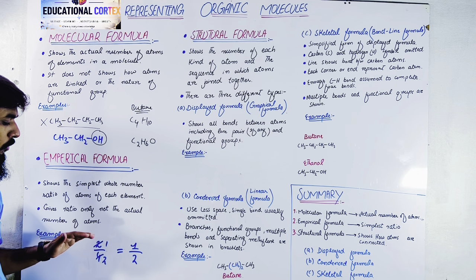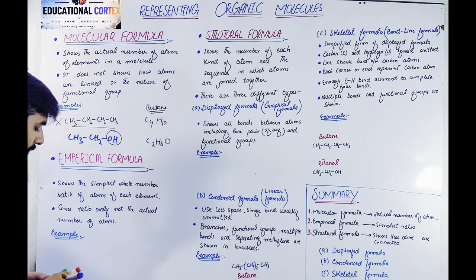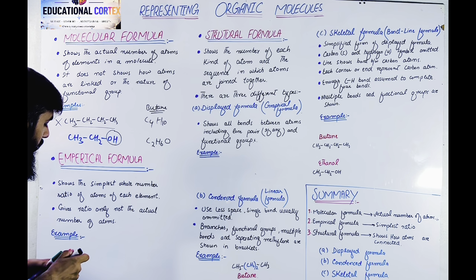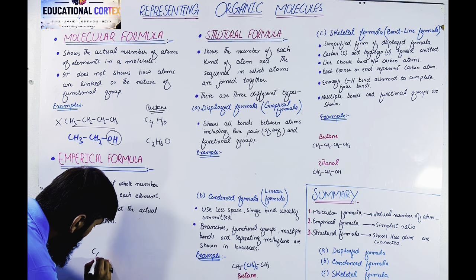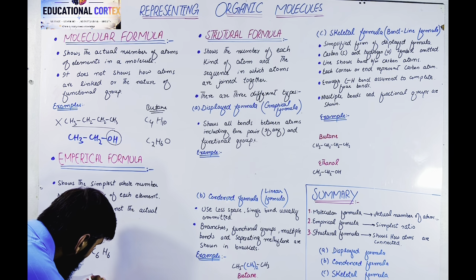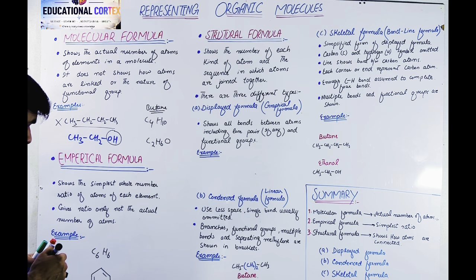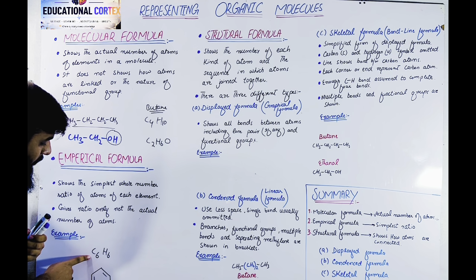Empirical formula works on this principle, on this rule. Now let's take a particular example, such as benzene. We know that the molecular formula of benzene is C6H6. And if we talk about the structural formula of benzene, we know that it is a 6-corner compound having alternate double and single bonds. This is basically the molecular formula.